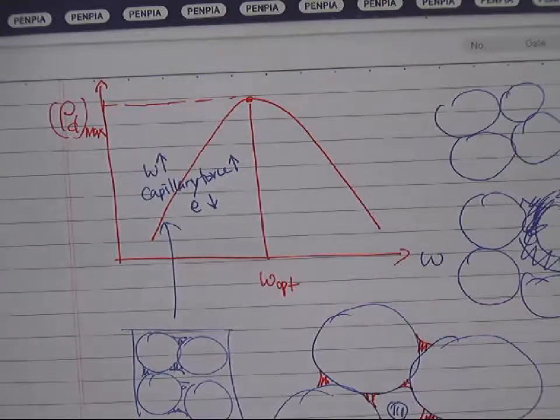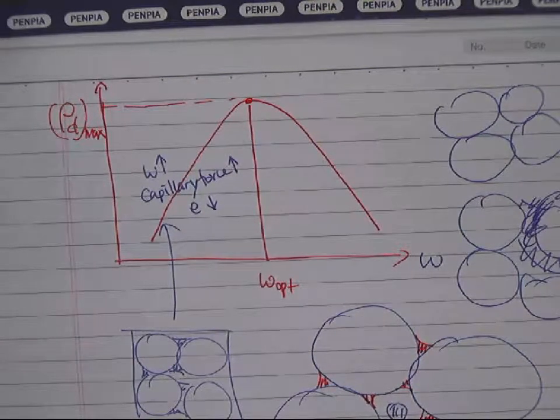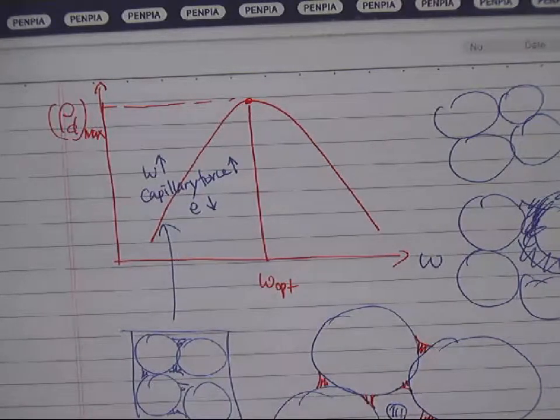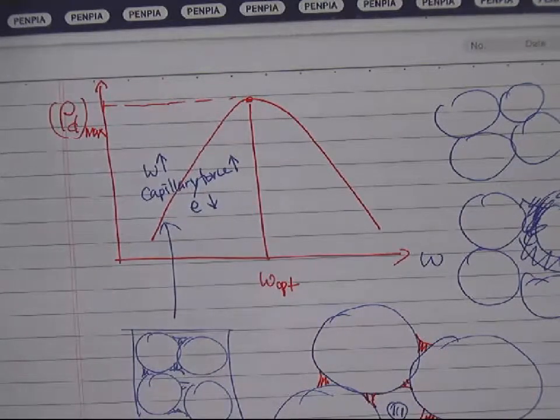As you add water, soil gets more compressed, right? And what's the definition of the void ratio? Void volume over solid volume, right? Solid volume will stay the same. What happens to the void volume? It's going to decrease. Void volume will decrease because the water is pulling the grains.